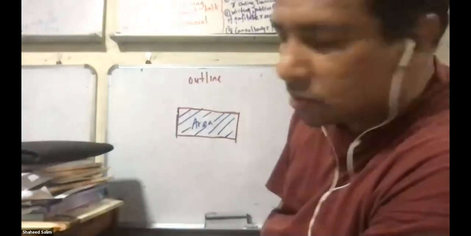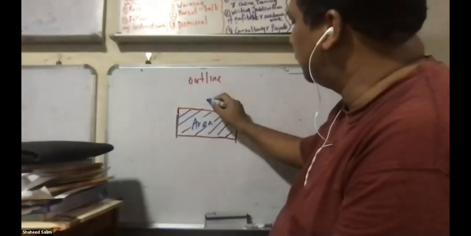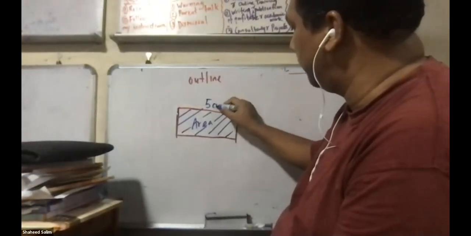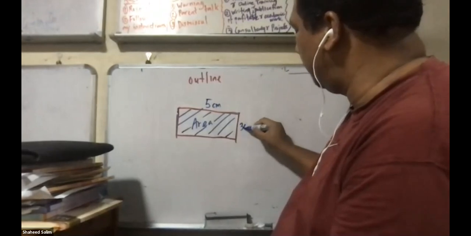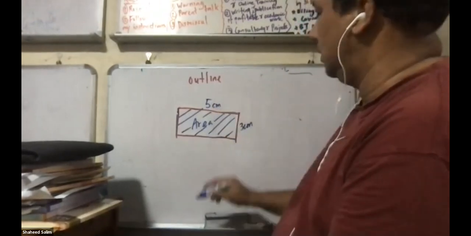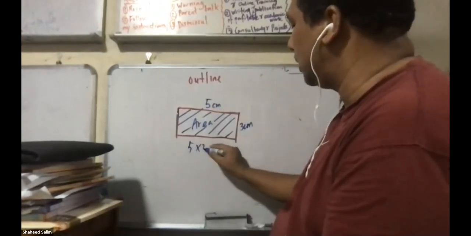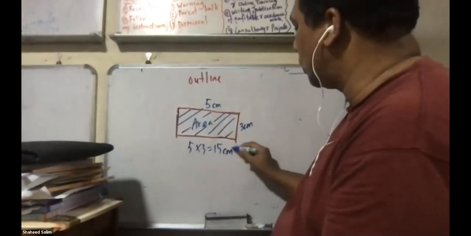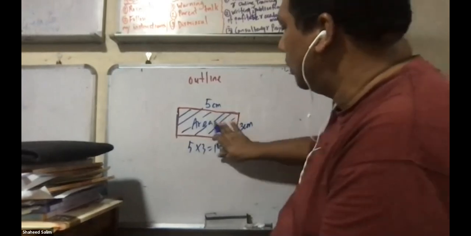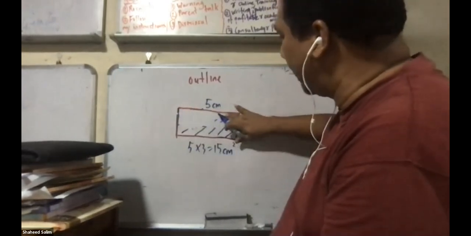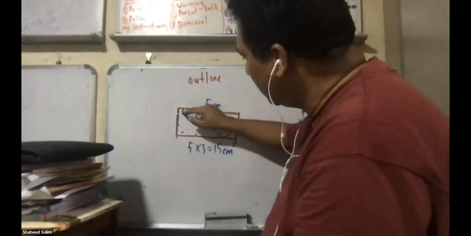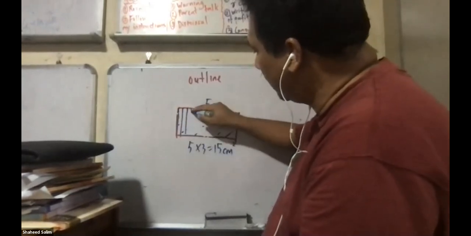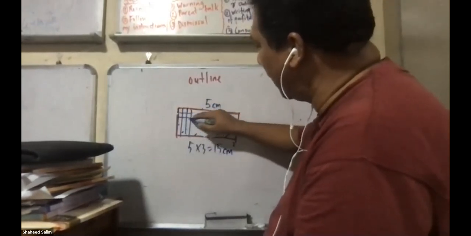So how to find space on the inside? If this one is 5 cm, and this is 3 cm, the area is 5 times 3. 5 times 3 equals to 15. The area is 15 square cm. Why square cm? We calculate area using squares. Like that, we count how many squares are there.